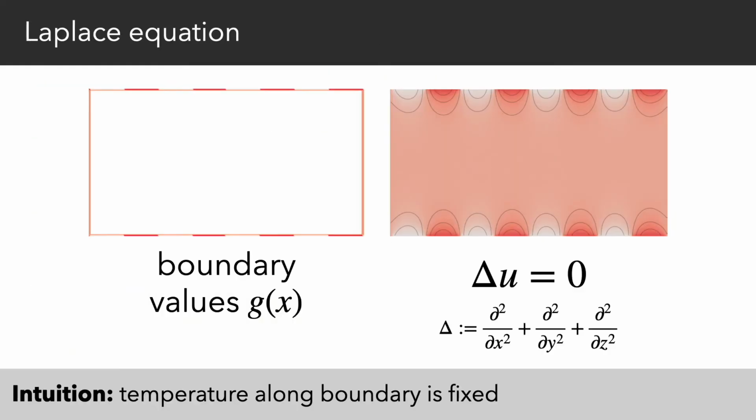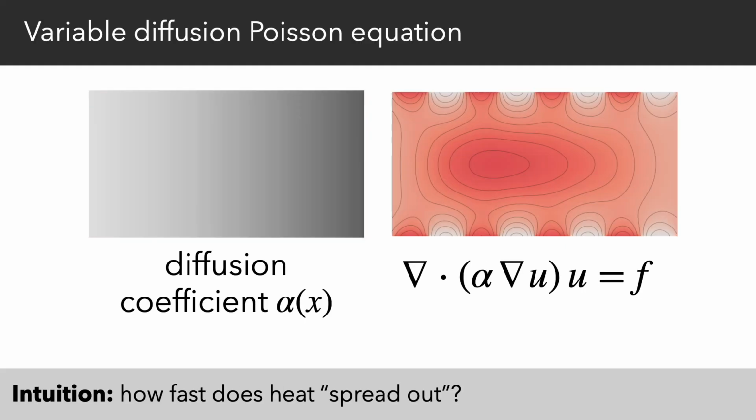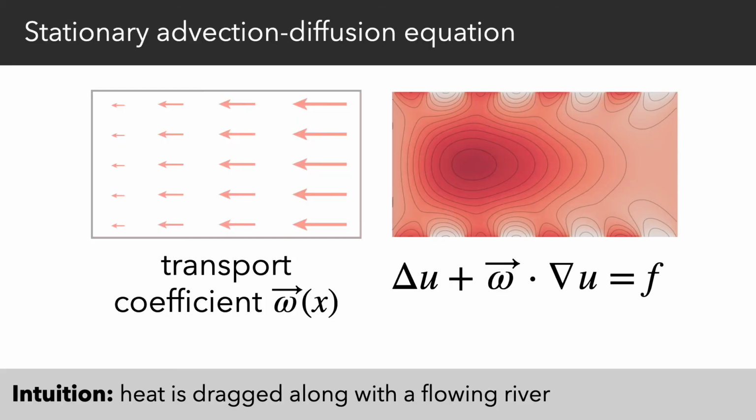So, for instance, we already know that the Laplace equation describes the steady state temperature inside a domain if the temperature is set to some given function g on the boundary. Adding a source term f yields a Poisson equation where f describes a background temperature. We can also control the rate of heat diffusion by replacing the Laplacian with the operator grad of alpha grad u. So physically, the scalar coefficient alpha controls how quickly heat diffuses inside different parts of the domain.